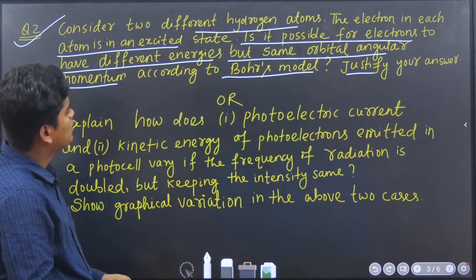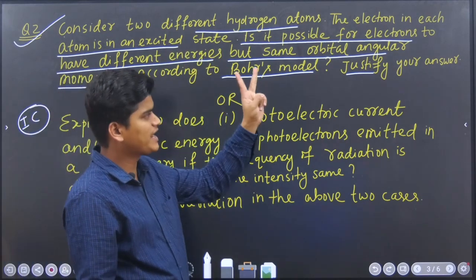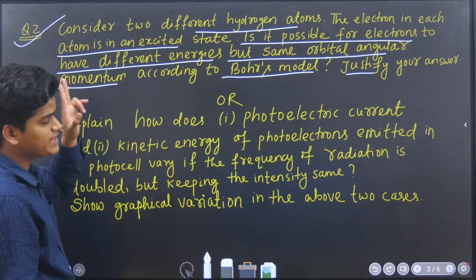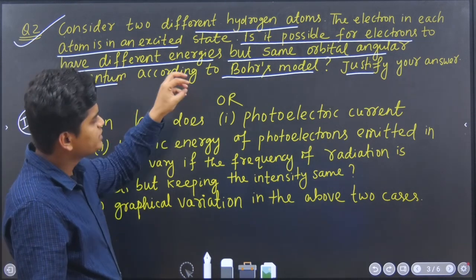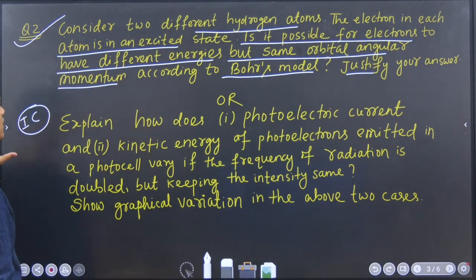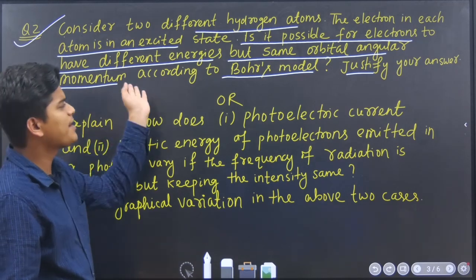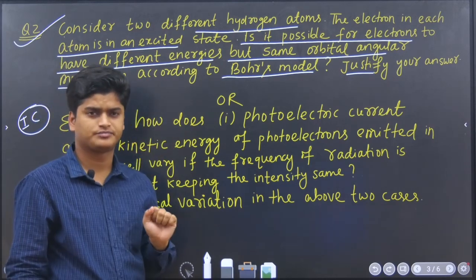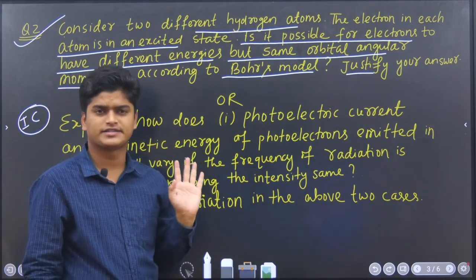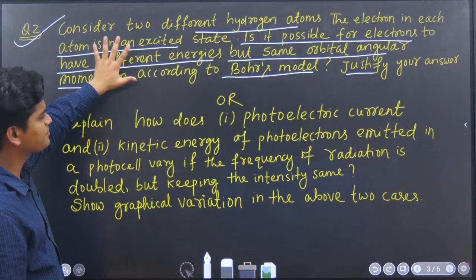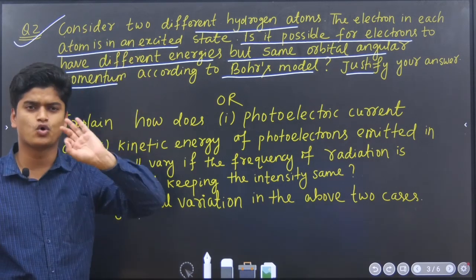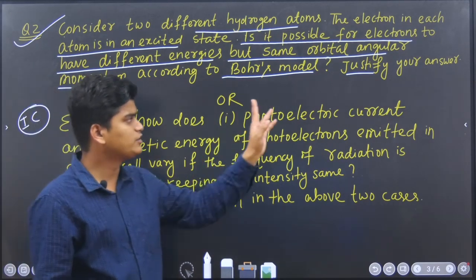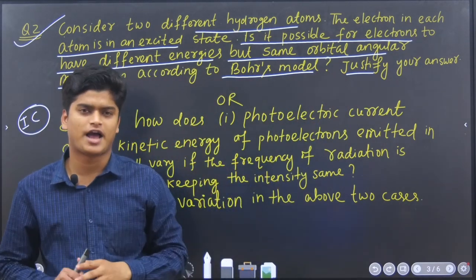Now, two hydrogen atoms are there. The electrons in each atom are in an excited state. Now, is it possible for the electrons to have different energies but the same orbital angular momentum according to Bohr's model? Actually, it is not possible. Okay, and justify your answer. So, first, this statement, the answer is no, not possible, that is the first point. Second point: you have to justify your answer, why it is not happening.